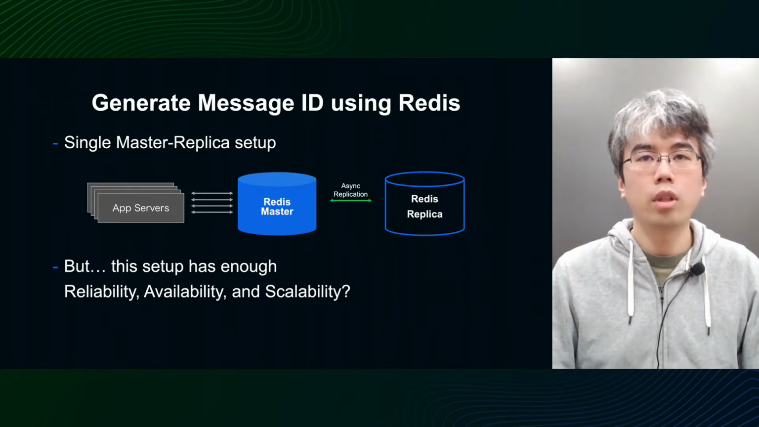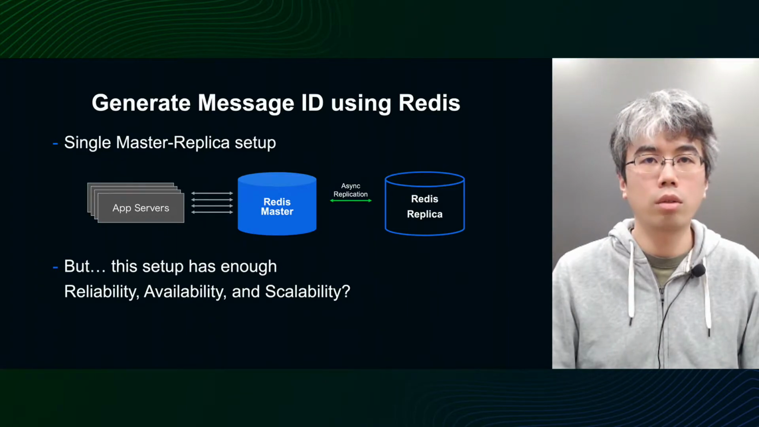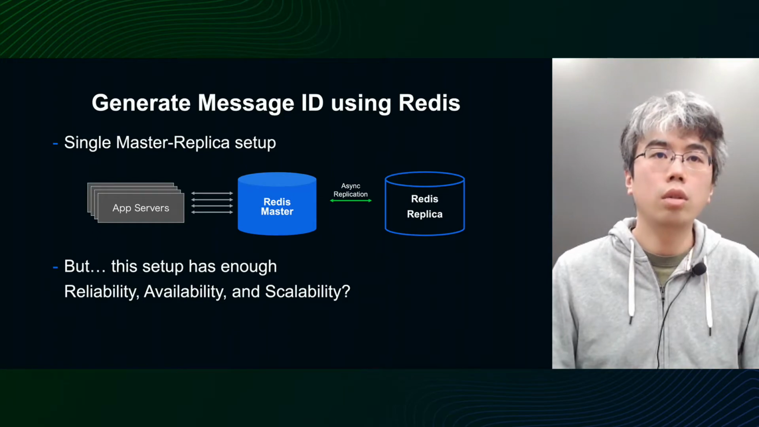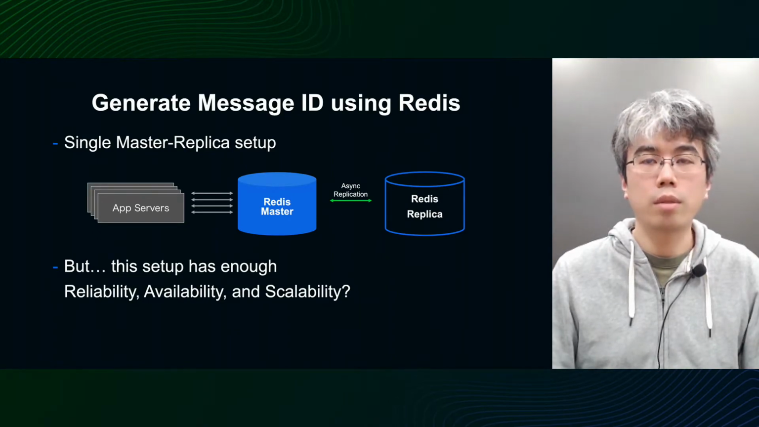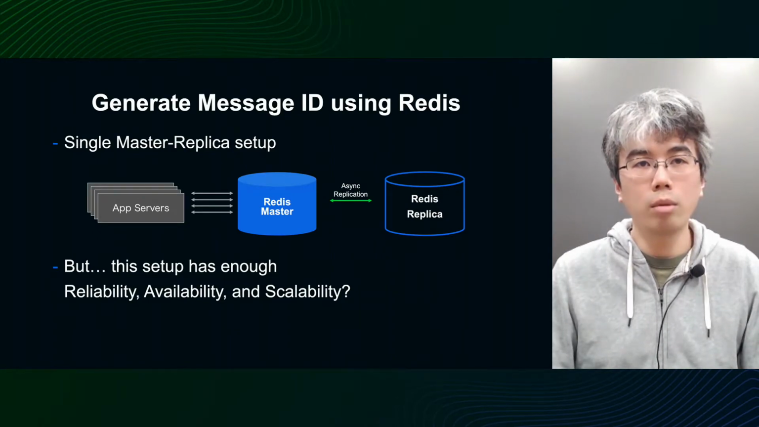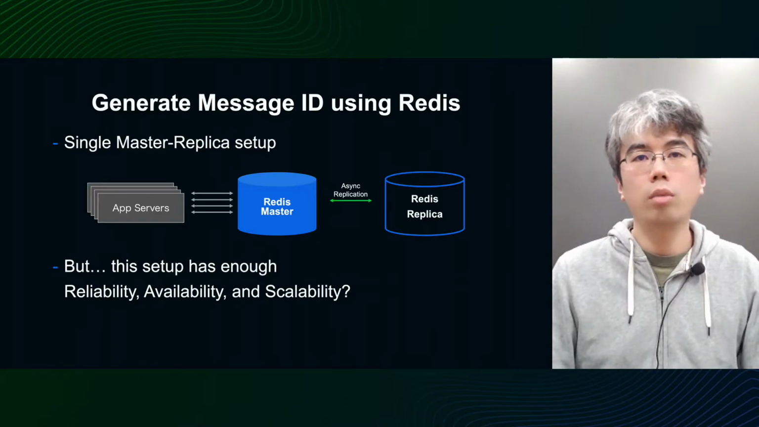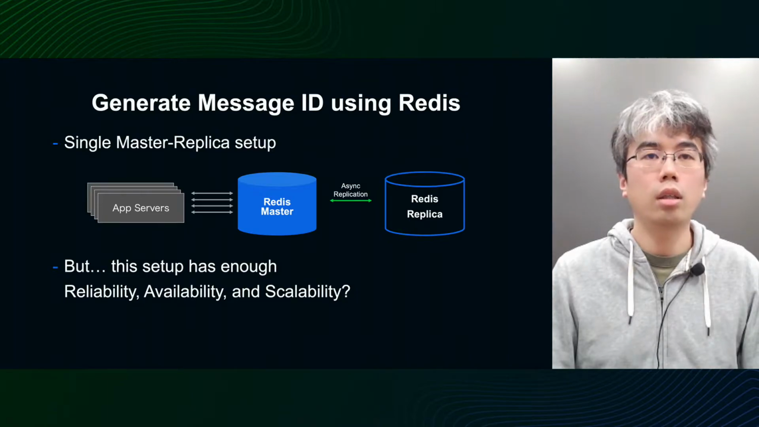When trying to use Redis for ID generation, I think the simplest setup is to use a single Redis master-replica pair, which is fast enough for ID generation. In fact, it gave us the performance we needed for a backend. However, after a few years of operation, we realized something. In this setup, is it reliable? Is it available when there is a problem? And is it scalable? These are some of the problems.